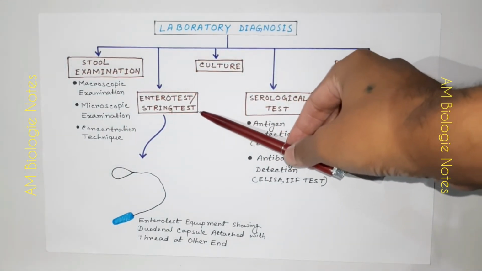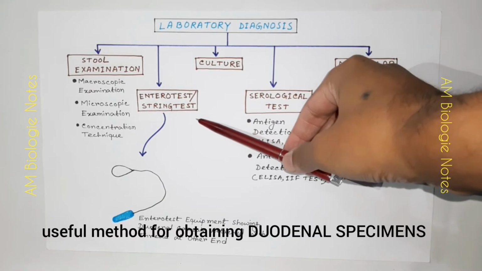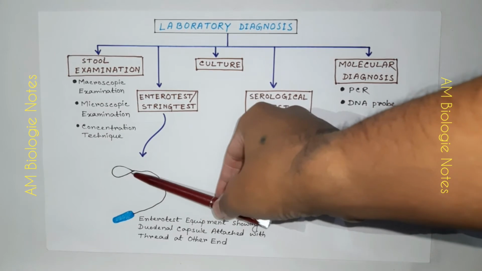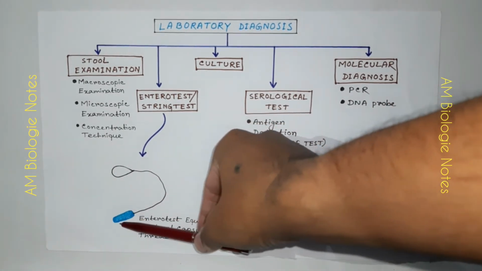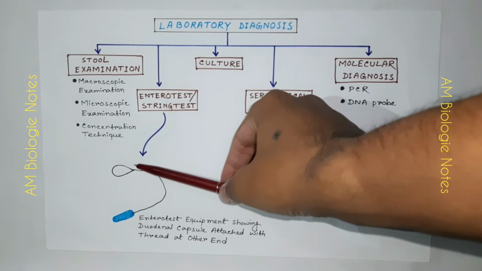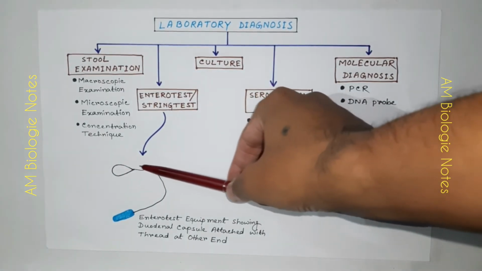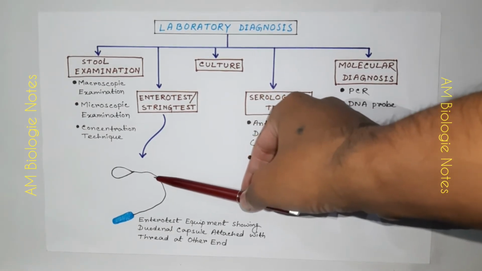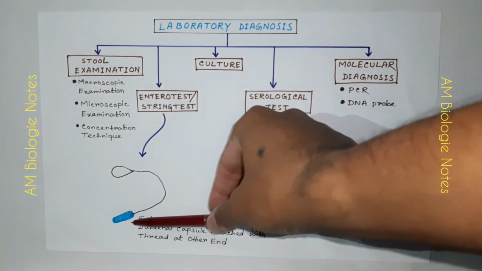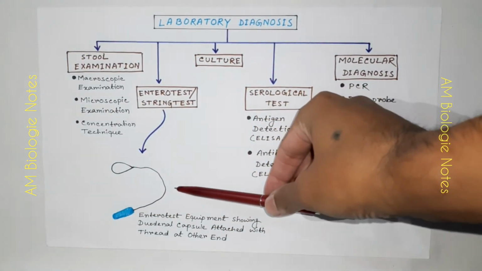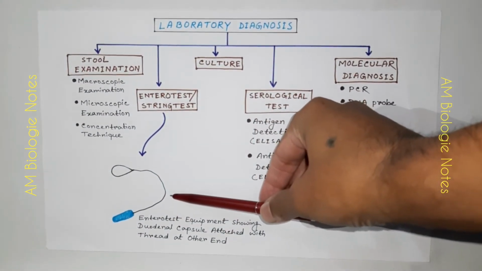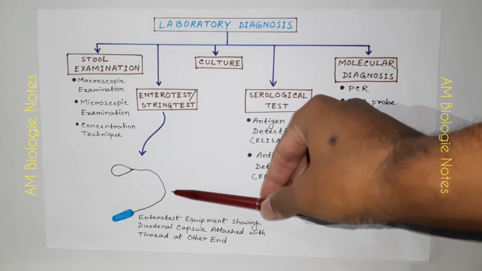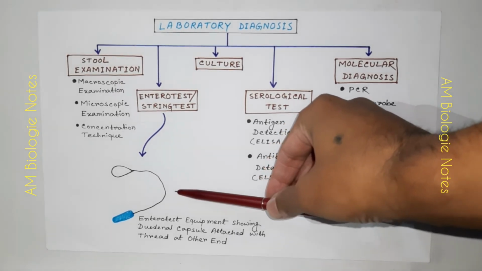Enterotest or string test. It is a useful method for obtaining a duodenal specimen. There is a coiled thread of which one end is a capsule and the other end is free. The free end of the thread is attached to the inner aspect of the patient's cheek and then the capsule is swallowed. The capsule passes through the stomach to the duodenum. After 2 to 4 hours, the thread is withdrawn, containing duodenal fluid.